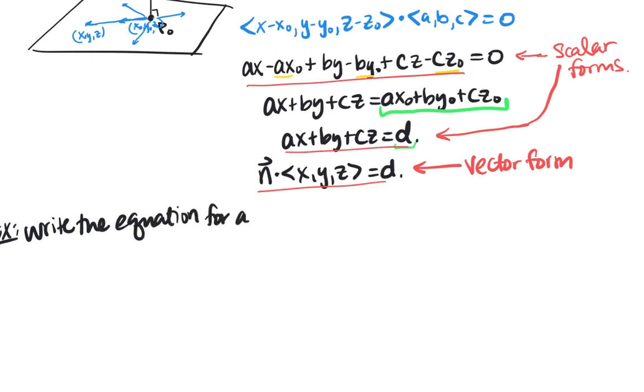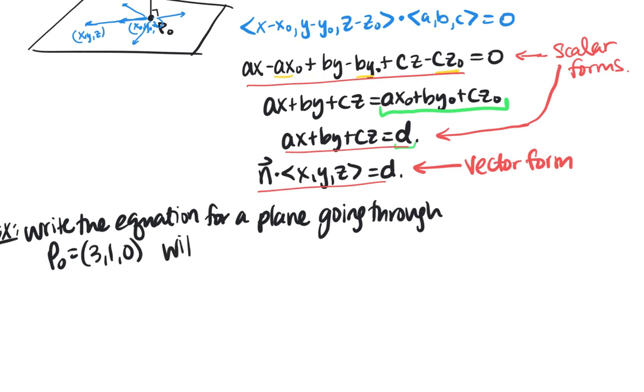So say, for instance, I knew that I wanted to write an equation for a plane going through the point 3, 1, 0 with normal vector n equals 3 to negative 5.